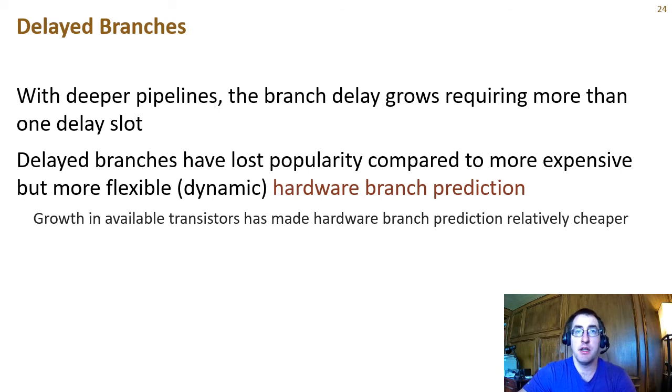As pipelines get deeper and you can't push the branch decision point earlier in the pipeline, the number of instructions that you need to find to fill up the delayed branch grows. So if your branch decision point is in your third pipeline stage instead of your second, then you need two branch delay slots. In general, no processor uses more than one branch delay slot, so they would have something else to deal with longer branch delays, and that's typically hardware branch prediction, which we'll talk about in our next discussion.